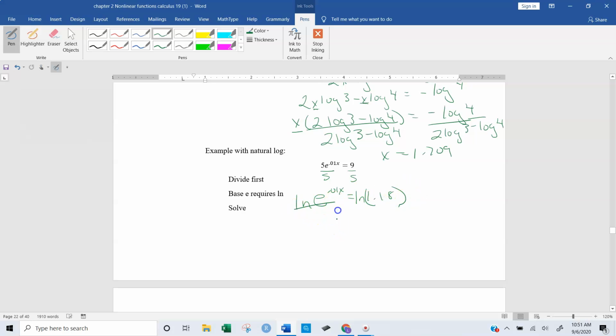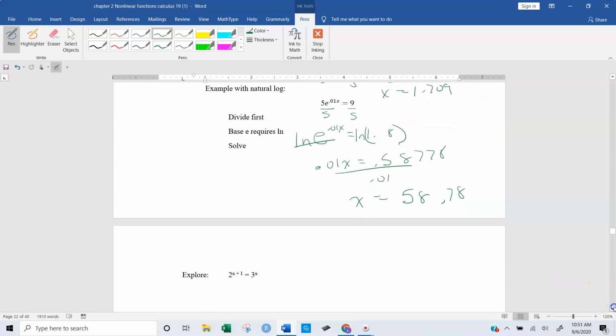Once you do this, these cancel, and we get 0.01x equals the natural log of 1.8. I wrote that wrong, I'm sorry. 1.8, there we go. That looks much better. So the natural log of 1.8 is 0.58779 divided by your 0.01, and x is equal to 58.78, and we'll round to 2 decimals. Just be careful with natural log and log.